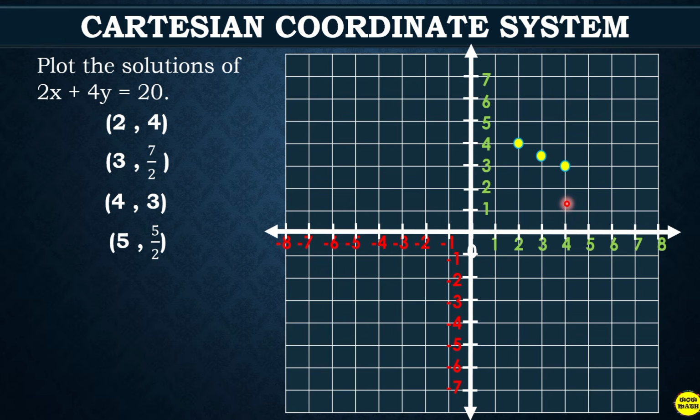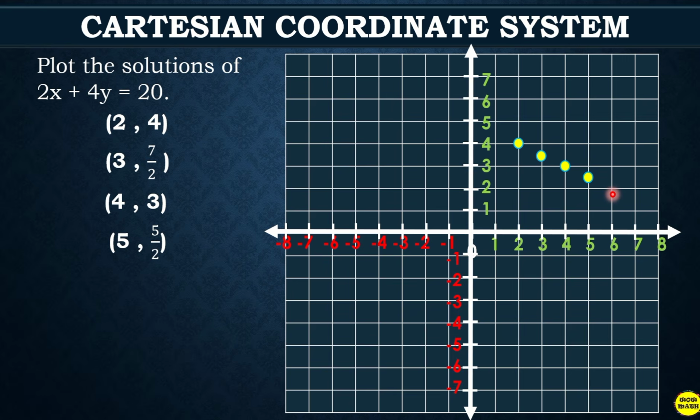And then, si 5, ito si 5. And then, 5 over 2. So, yung 5 over 2 is 2 and 1 half. So, dito siya. 2 at kalahati. So, dapat dito siya. Okay? Ayun siya. Okay, now, so again ha, these are some of the solutions of 2x plus 4y equals 20.